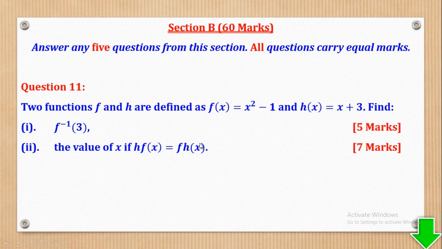Okay, what about fh(x)? So fh(x) means that where there is x in f, you replace it with x plus 3. So in the end, you shall come up with (x plus 3) everything squared, minus 1.